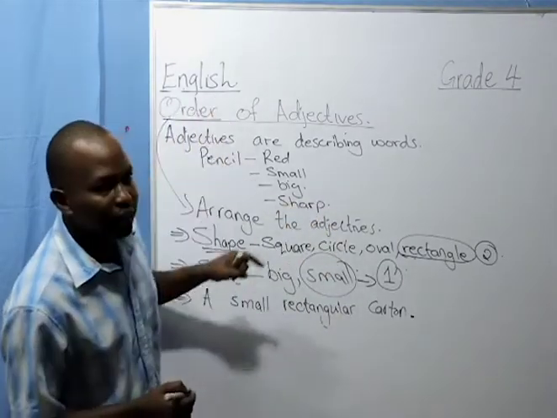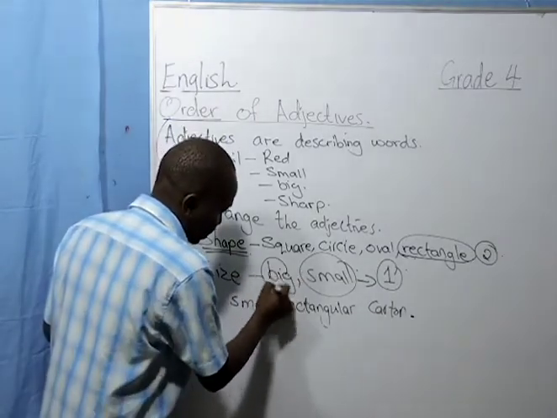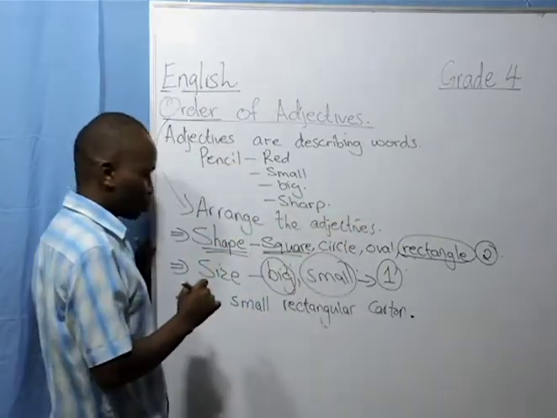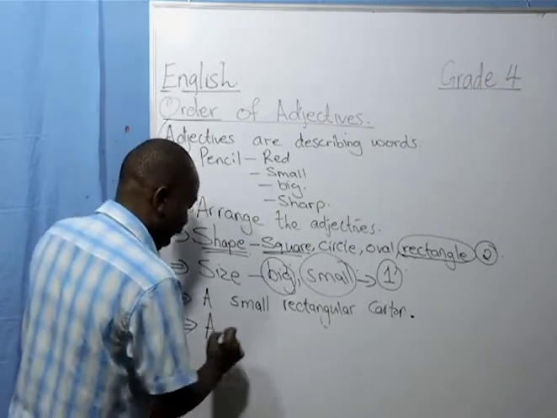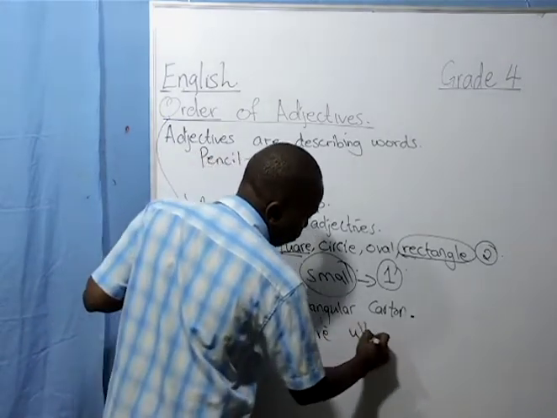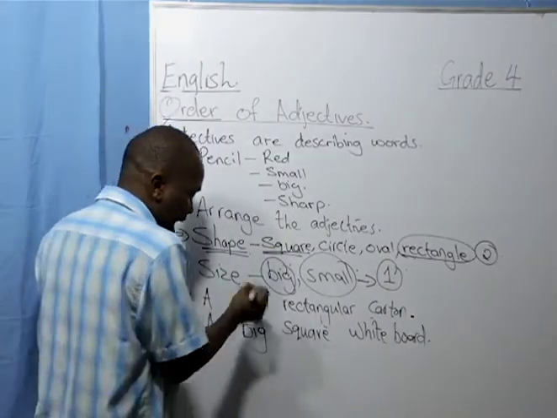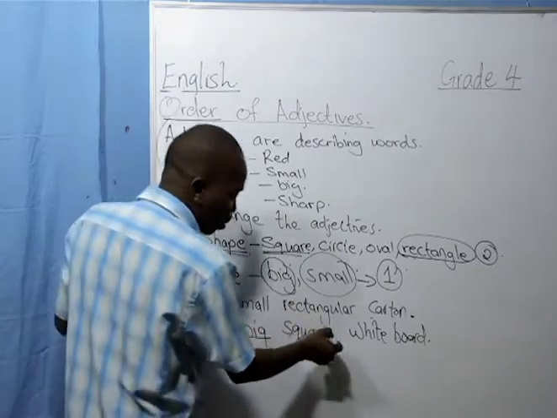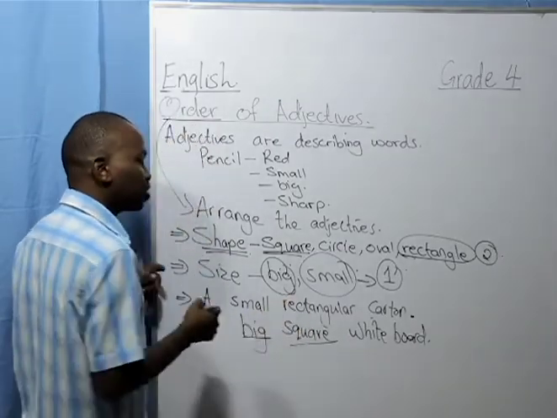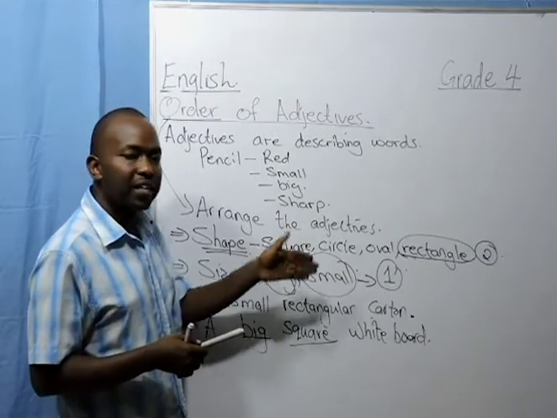Look at our whiteboard, the one you're writing on. Our whiteboard is, first of all, big. What about the shape? Yeah, most probably it is more likely to be square. So the teacher was writing on a big square whiteboard. A big square whiteboard. So therefore we can see the adjective of size comes first, then followed by the adjective of shape. Size, then shape. So therefore, when it comes to describing items, we must use the adjectives in that order.